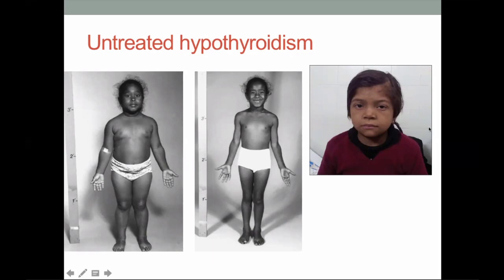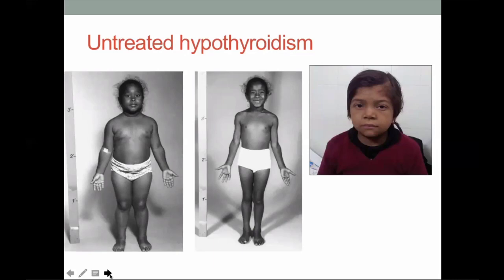In severe hypothyroidism, you have to look at the face of the child. They look very blunted, they have coarse faces, and you get a marked improvement. This is the same child with treatment for hypothyroidism. All this fat and the coarseness goes off, and they start gaining weight and height rapidly.